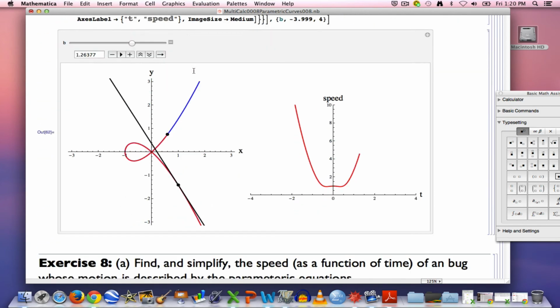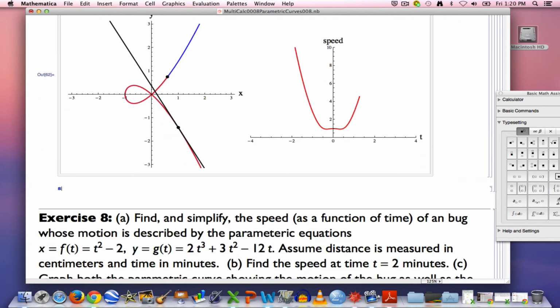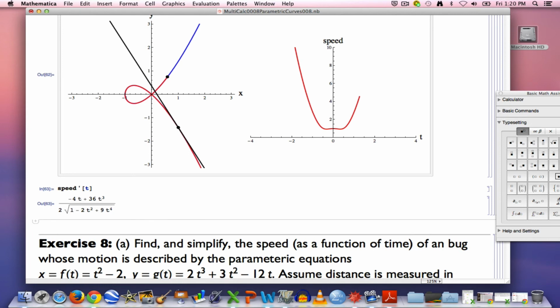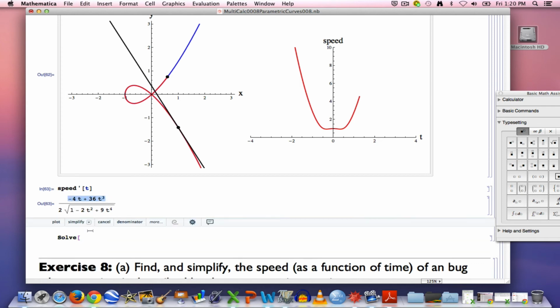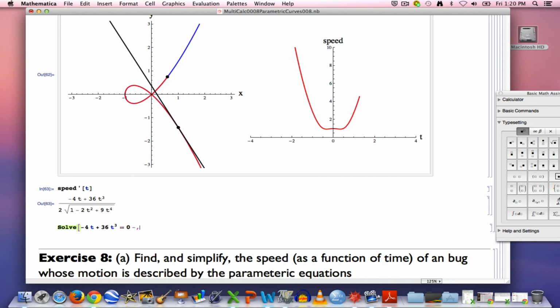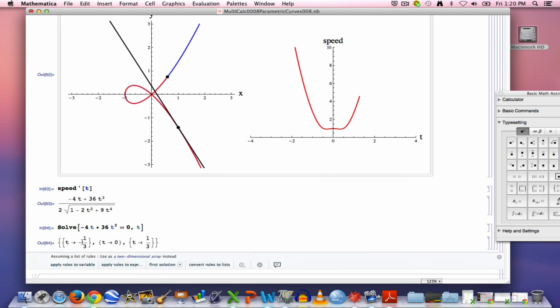What we can do is we can take the derivative of the speed, because we want to minimize the speed function. There's its derivative, and we can set that equal to 0 and solve for t. You can see t equals 0 is definitely one root. Solve will be a way we can find the other roots, or you can try this by hand. The other roots are at plus or minus 1/3.